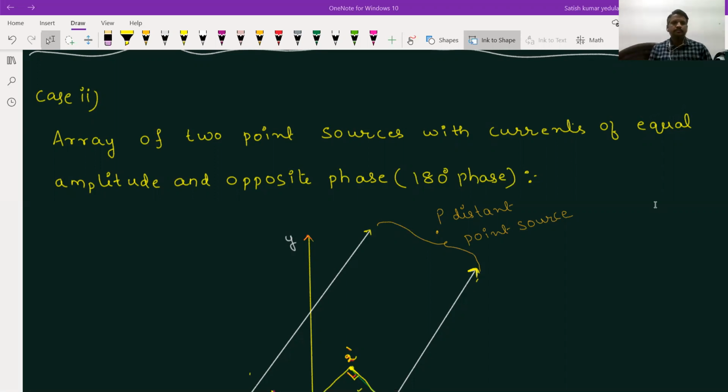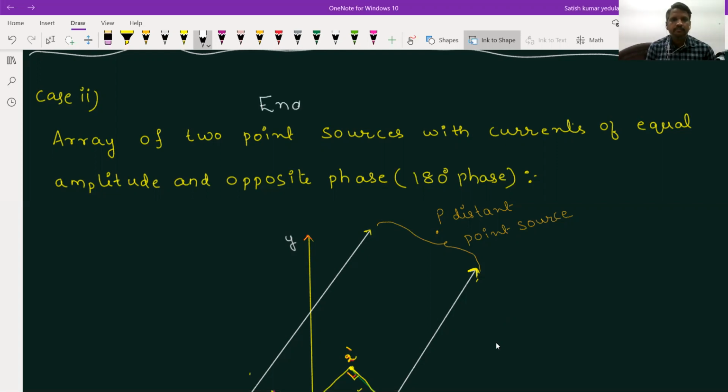In this video lecture, I'm going to present the array of 2-point sources with currents of equal amplitude but opposite phase. Opposite phase means the phase difference between the two adjacent antenna elements is 180 degrees. So for that particular case, we are going to find out the radiation pattern. This is actually nothing but the end fire array case.